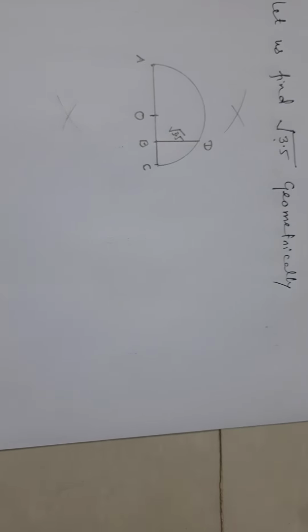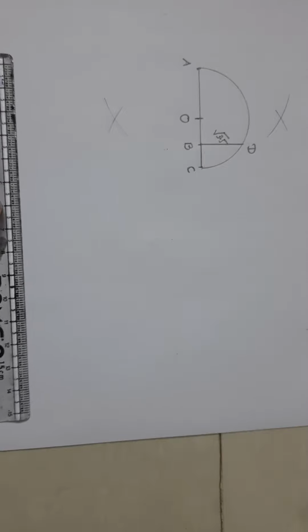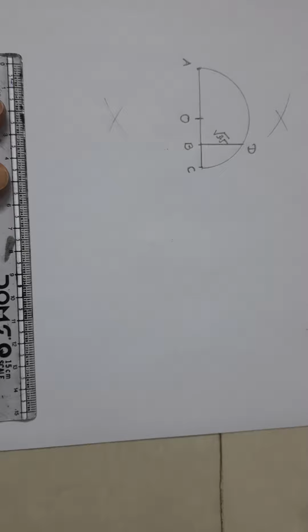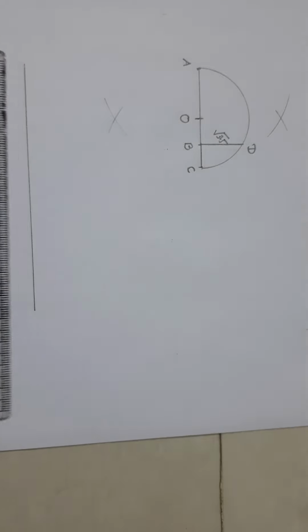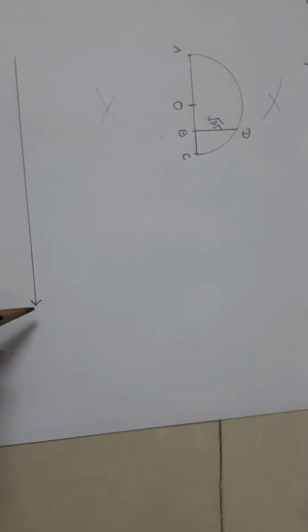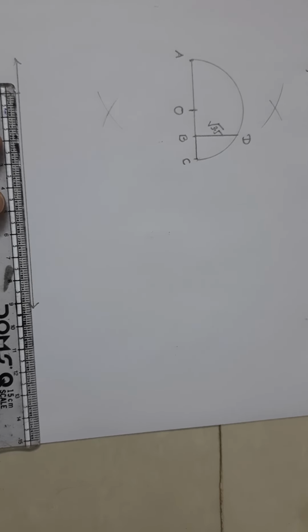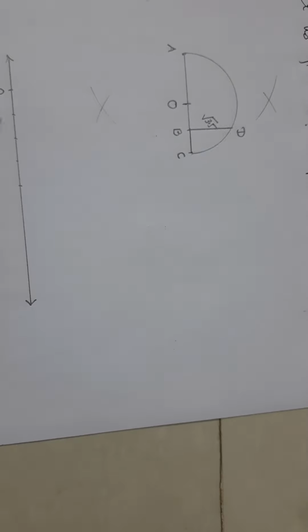Now sometimes it may be said to obtain root 3.5 on the number line. So how to do it? Let us do that. We are drawing a number line. We mark 0. Let's mark at 1 centimeter: 1, 2, 3, 4. After all, it is a number line.